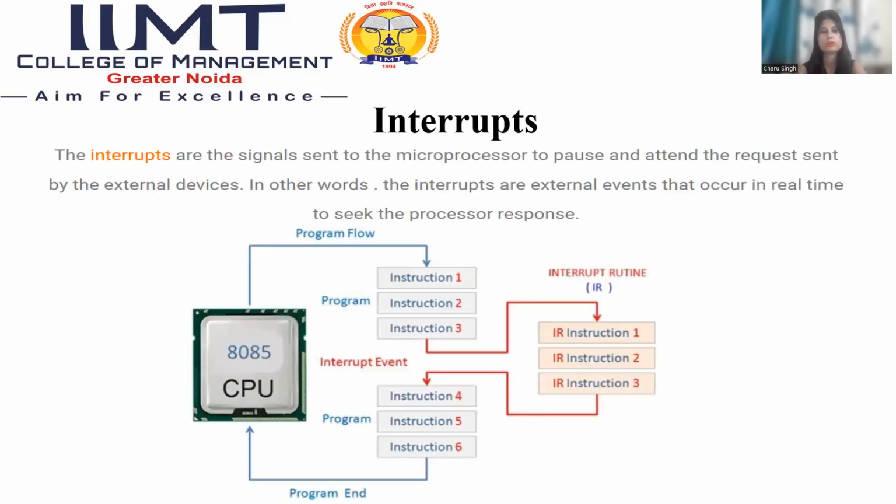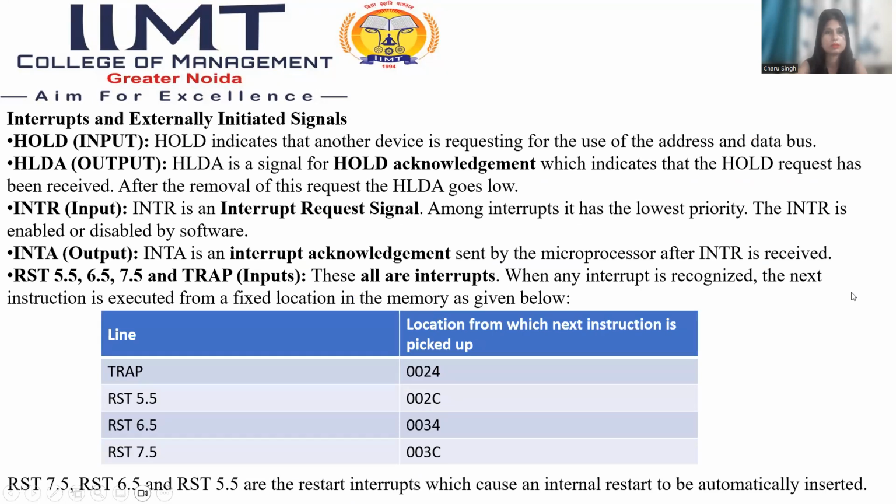Then let's talk about the interrupts. The interrupts are the signals sent to the microprocessor to pause and attend to the request sent by an external device. In other words, interrupts are external events that occur in real time to seek the processor's response. This diagram illustrates the interrupts.